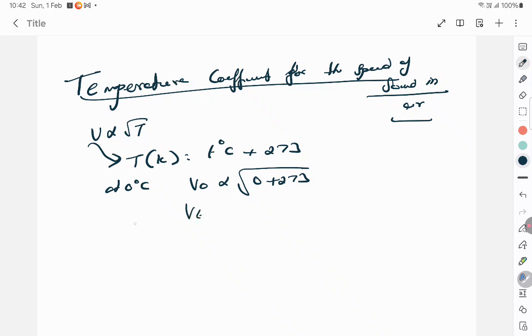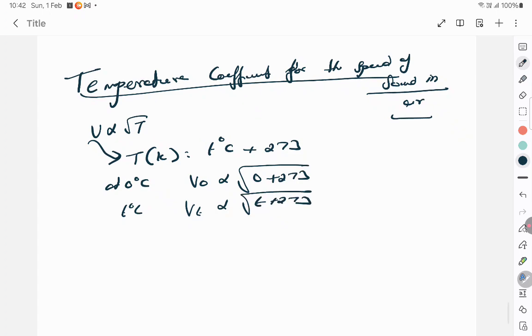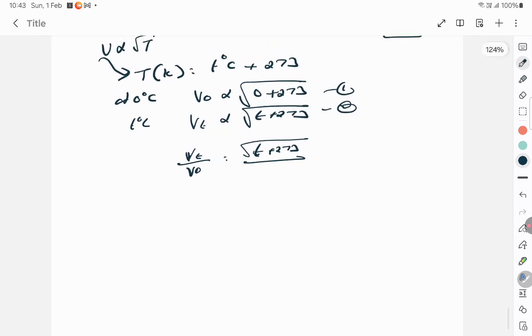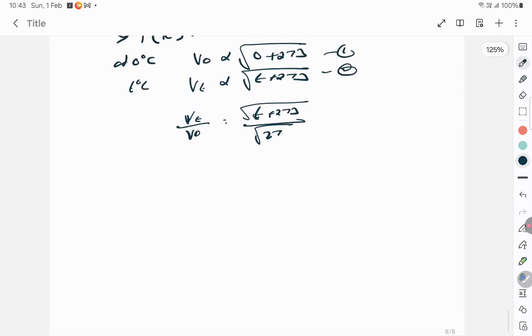So velocity at a particular temperature T degrees Celsius will be proportional to root of T plus 273. There may be a constant of proportionality which gets introduced, but when you divide 1 by 2, the constant will get cancelled. So you can do 2 by 1, which is Vt by V0 is equal to root of T plus 273 by root of 0 plus 273, which is merely 273. So now this is V. What is V of T?